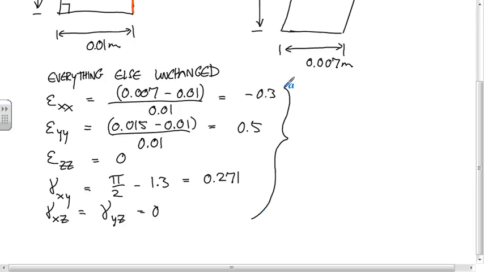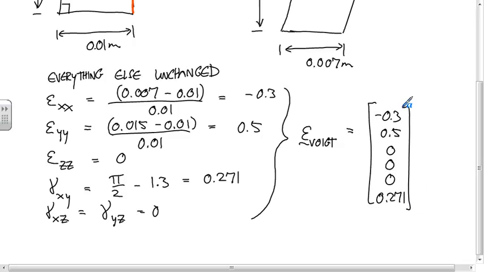And so the state of strain, written as the Voigt strain, is equal to negative 0.3, positive 0.5, 0. And then what comes next in the Voigt form? YZ comes next. Remember, now the shears go in like the least sensible order you can imagine. So we got 0, next is XZ, and finally is XY, 0.271. Okay.